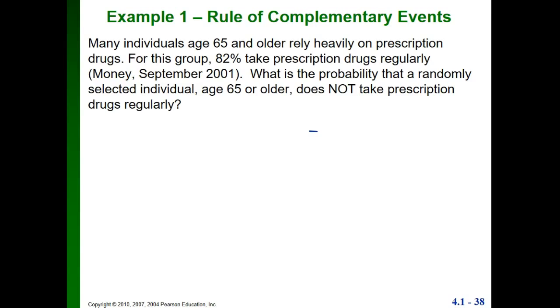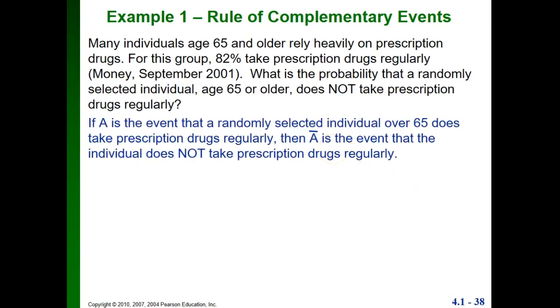Many individuals age 65 and older rely heavily on prescription drugs. For this group, 82% take prescription drugs regularly. This is according to Money Magazine in September 2001. What's the probability that a randomly selected individual age 65 or older does not take prescription drugs regularly? If A is the event that a randomly selected individual over 65 does take prescription drugs regularly, then A complement is the event that the individual does not take prescription drugs regularly.